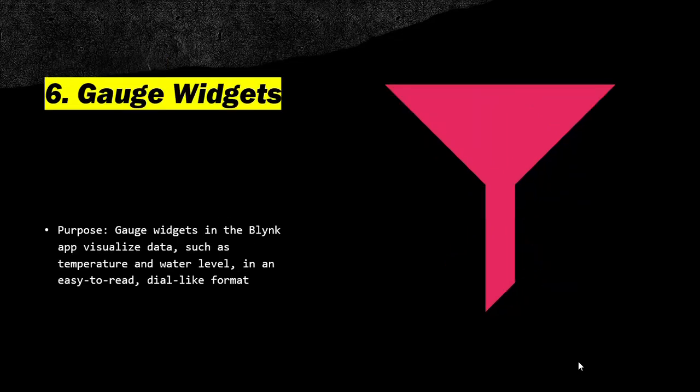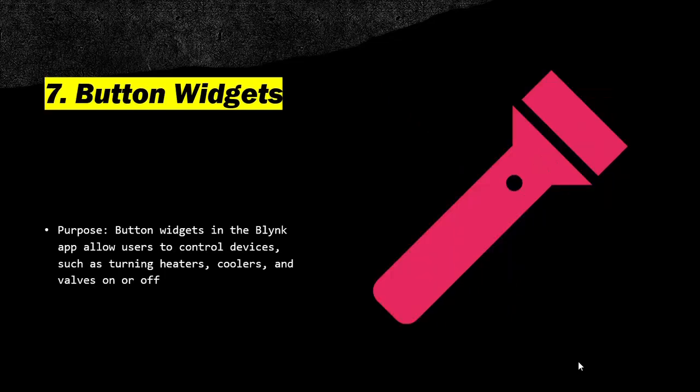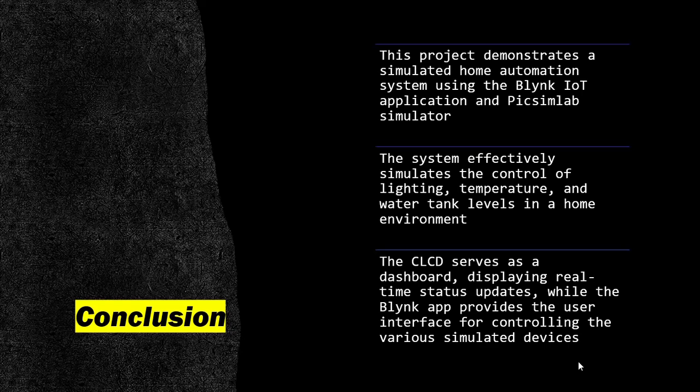Gauge widgets, as I said, we are creating this in the Blynk IoT app. These can be created for temperature and water level in an easy to read and dial-like format. Then we have button widgets for switching on and off the heaters and coolers. In conclusion, this project demonstrates a simulated home automation system using a Blynk IoT application and the PICSimLab simulator. The system effectively simulates control of lighting, temperature, and water tank levels in a home automation. These were our three requirements in this project.